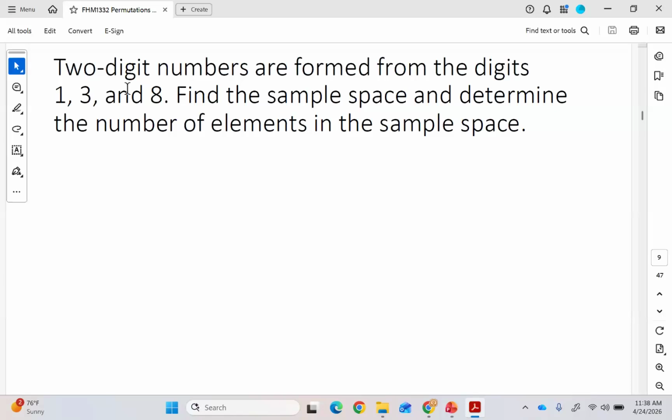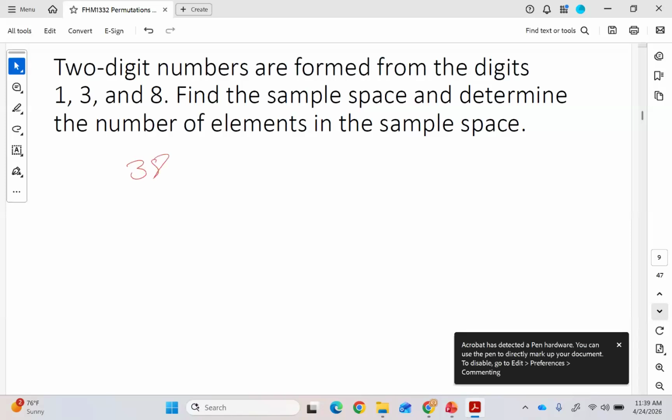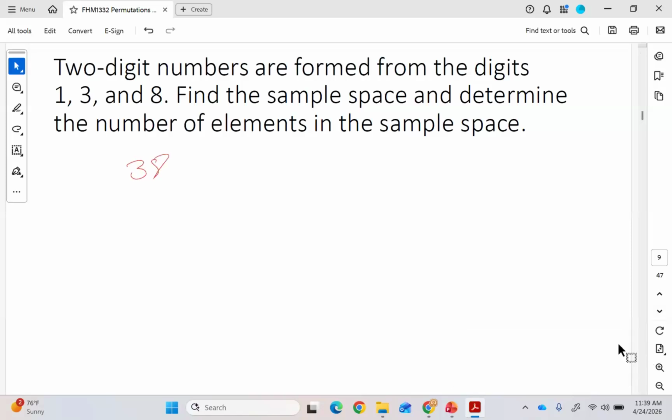So I have this example. It said two-digit numbers are formed from the digits 1, 3, and 8. Find the sample space and determine the number of elements in the sample space. So I always like to tell my students, give me an example of this. What would be one possibility that follows the instructions? Well, one possibility would be 38, because this is thinking of numbers of two digits using those digits. So that would be one. Another one would be, let's say, 81.